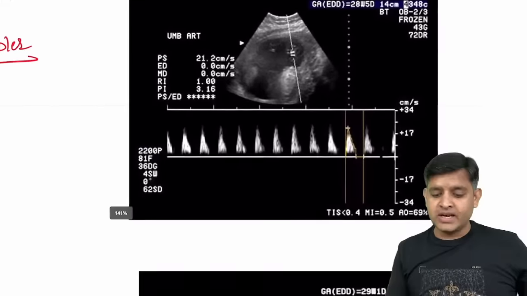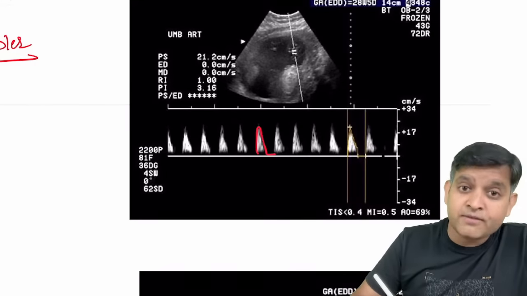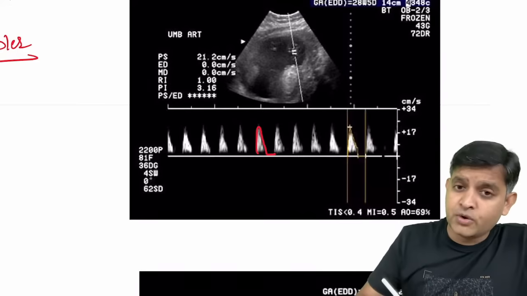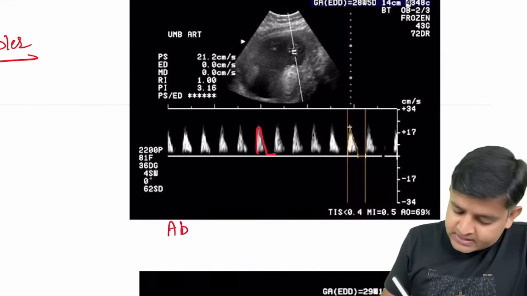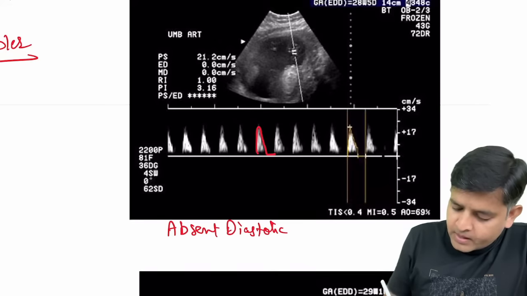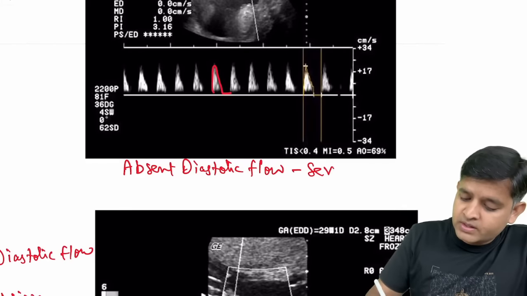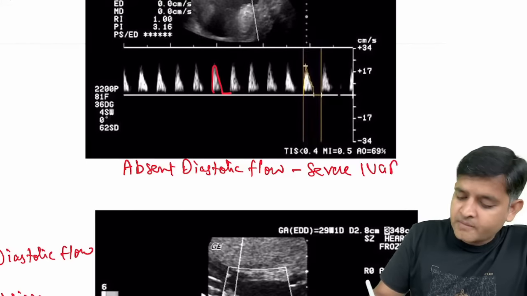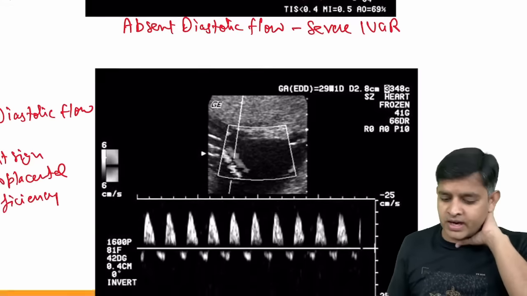And if you see this sign, what do you see? You see flow in systole, but you don't see any flow in diastole. There is a flow in systole, but there is no flow in diastole. And this is called as absent diastolic flow, which is a sign of severe IUGR.